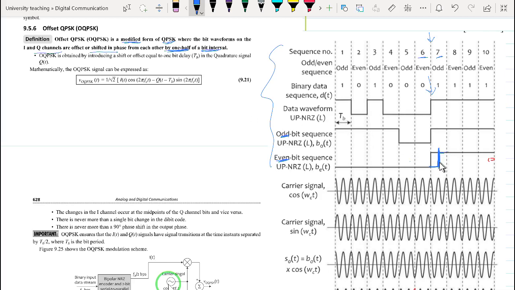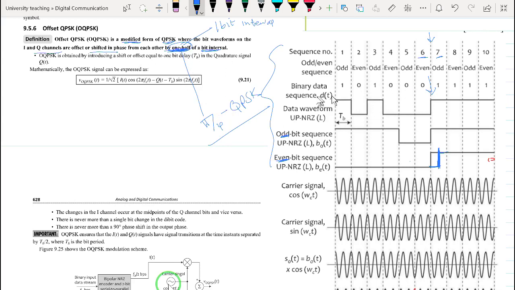Here is a correction. The 1/2 of the bit interval is incorrect. Actually, this is 1 bit interval. The 1/2 bit interval will happen for the pi/4 shifted QPSK. I have just observed that error, and therefore I believe we will see that the delay is not by 1/2, but rather it's by 1 bit interval.